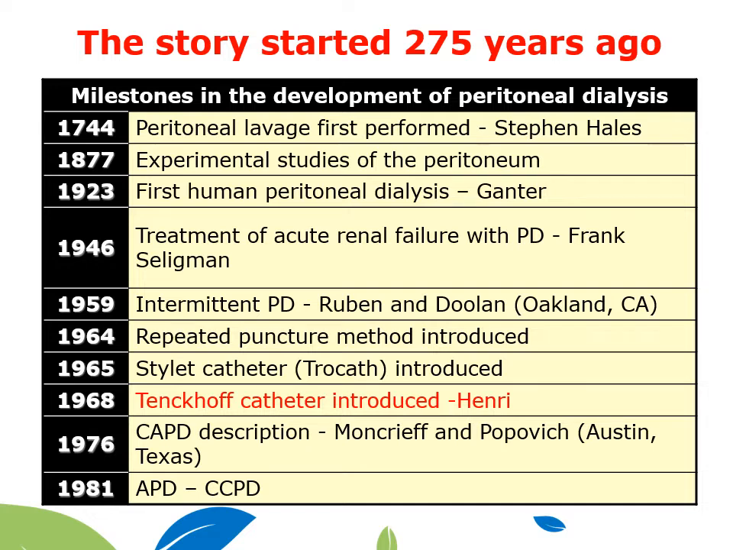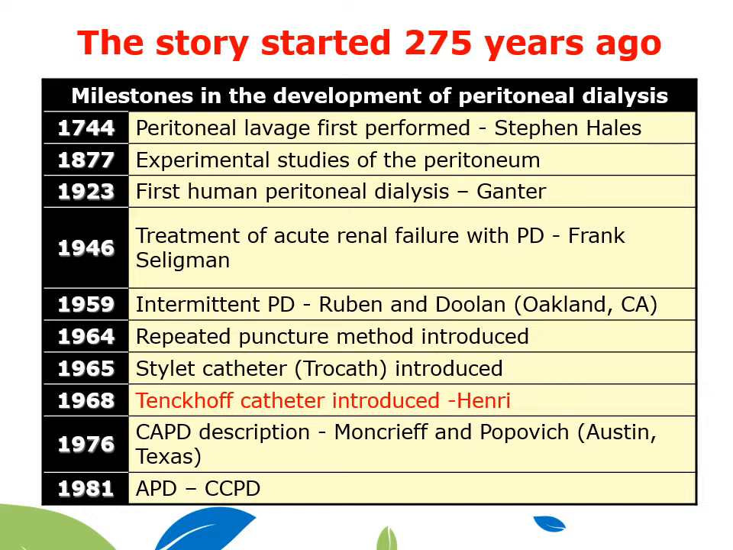In 1956, the first intermittent peritoneal dialysis by Robin and Dolan. Then in 1964, the repeated puncture method was introduced for this technique. In 1965, the stylet catheter was introduced, which is the Trocath. Then came the milestone of peritoneal dialysis, in 1968, with the introduction of the Tenckhoff catheter by Henry Tenckhoff, which is the mainstay of the whole process of peritoneal dialysis nowadays.